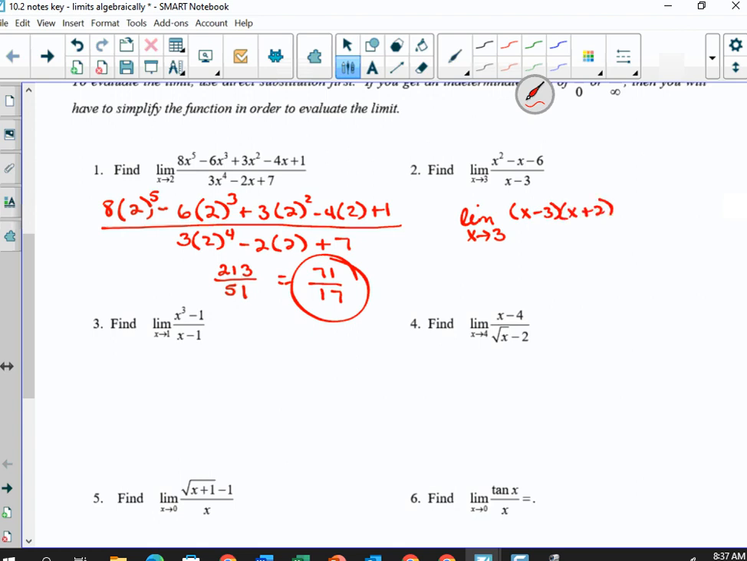X minus 3, x plus 2 over x minus 3. You guys see how the limit statement is still there? You need to write that, okay? It's not until after you evaluate the limit that that goes away. So I can cancel out the x minus 3.